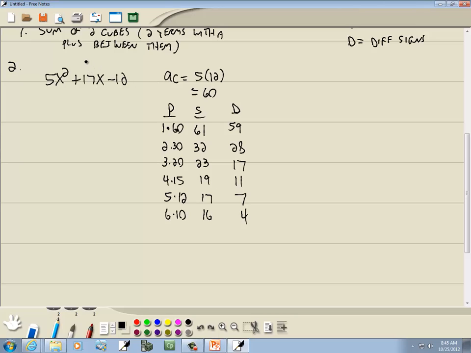Now we're looking for the number in our middle term, the 17. And you notice we got two 17s. Well, what you do is you try one and see if it works. If it doesn't work, then it's the other one.